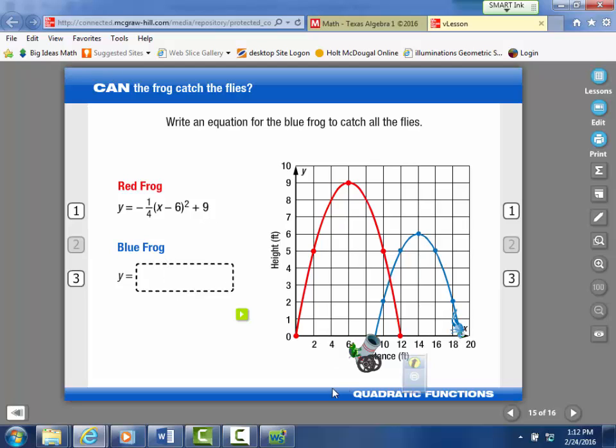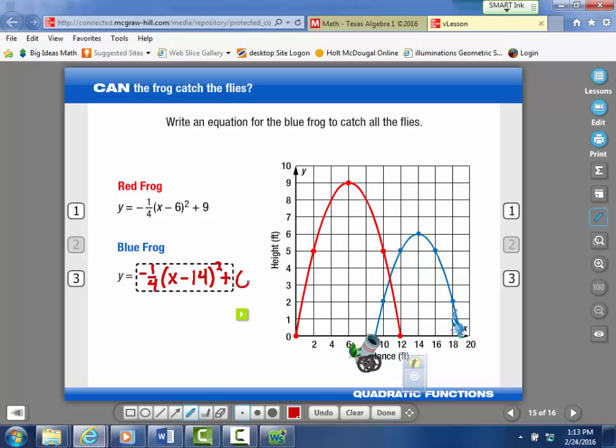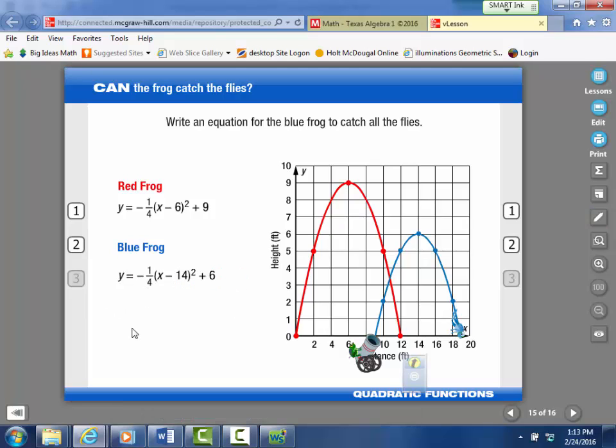Okay, so based on that information, I think we could change our equation, leave it at negative 1/4 because the flies are just as far apart, but we're going to change it to x minus 14 squared, and then we're no longer up 9, we're only up 6. Okay. There we go.